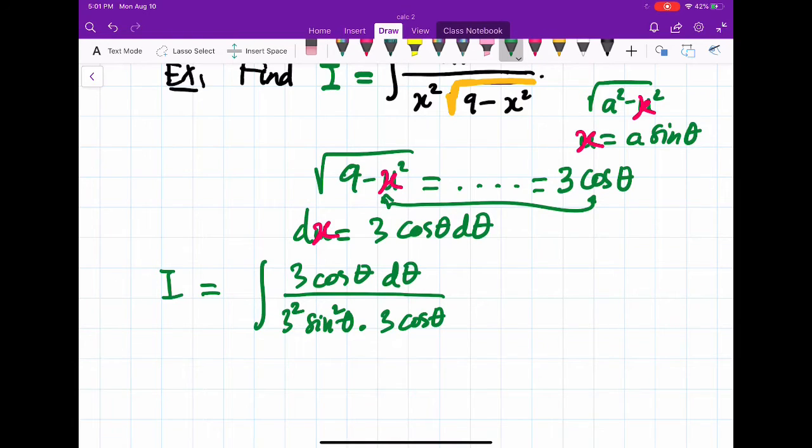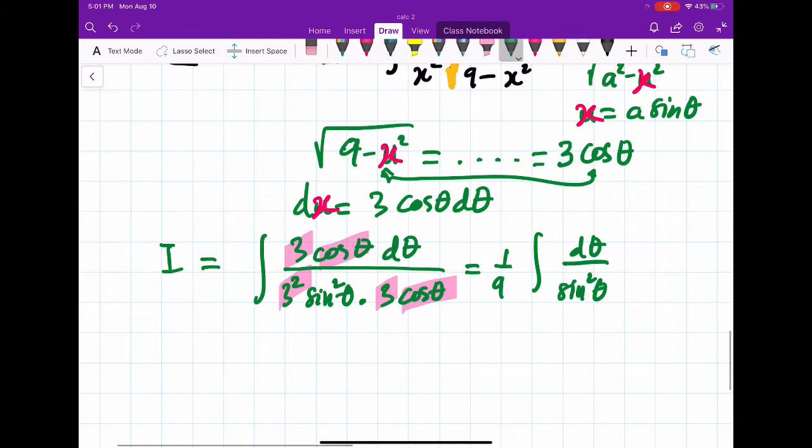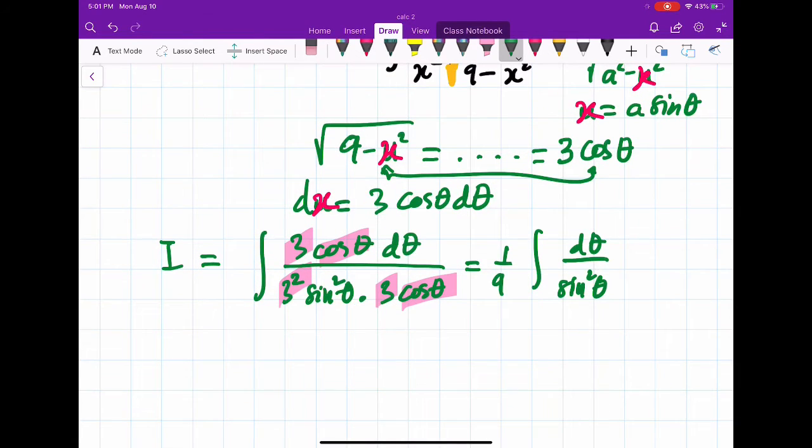You see this? So 3 with 3 squared will be cancelled out. I have 1 over 9, right? Because you have 3 in here, 3 in here, and 3 squared. So that is 1 over 9. Cosine and cosine will be cancelled out. So in the denominator, I have d theta over sine squared theta. And we know 1 over sine squared theta is cosecant squared theta, so we have 1 over 9 cosecant squared theta d theta.